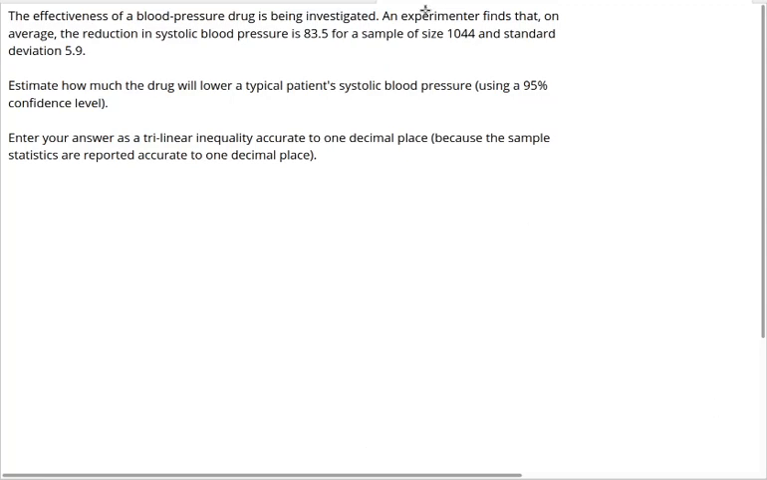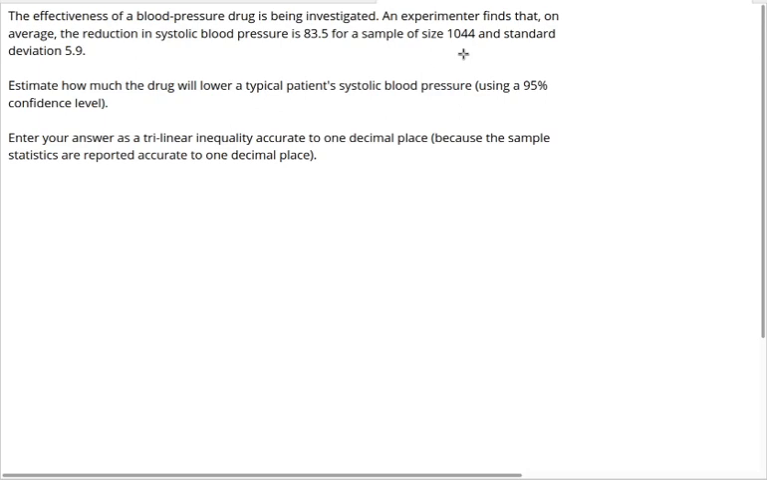The effectiveness of a blood pressure drug is being investigated. An experimenter finds that, on average, the reduction in systolic blood pressure is 83.5 for a sample of 1,044 and a standard deviation of 5.9. Estimate how much the drug will lower a typical patient's systolic blood pressure using a 95% confidence level.